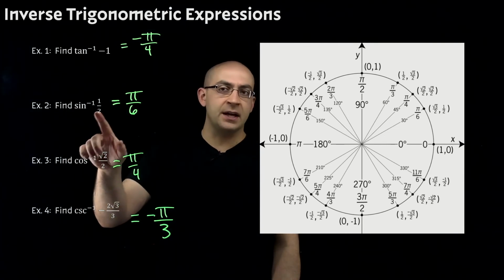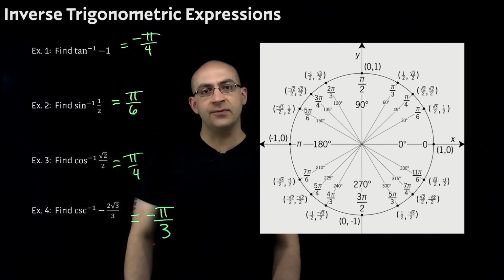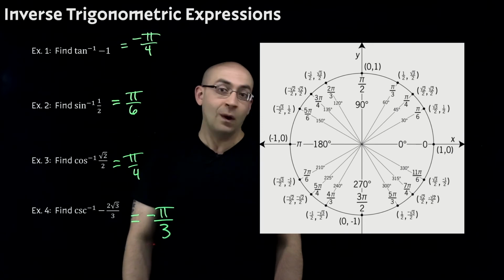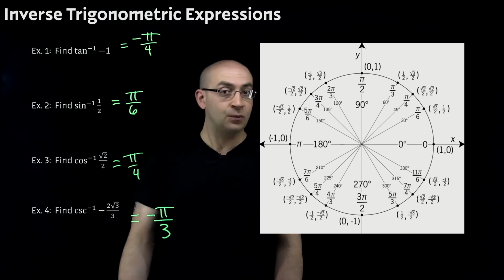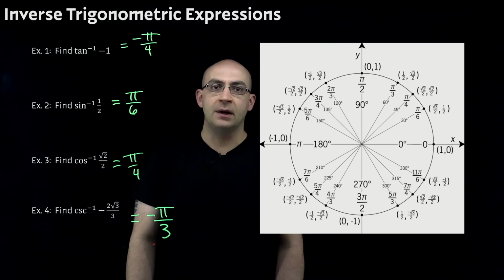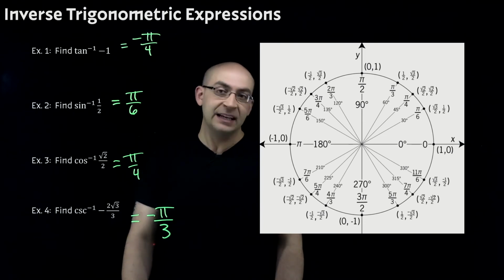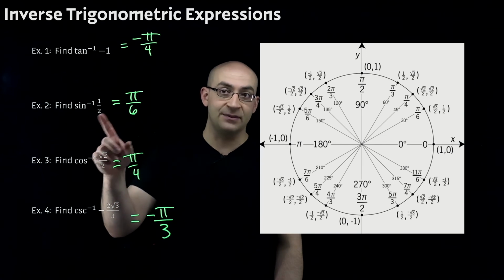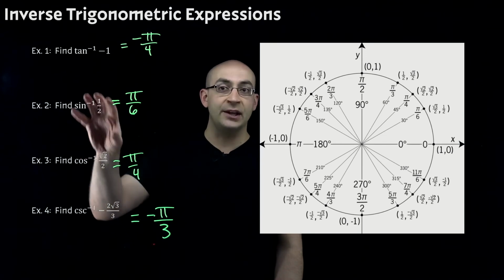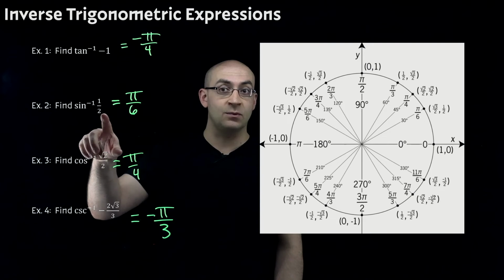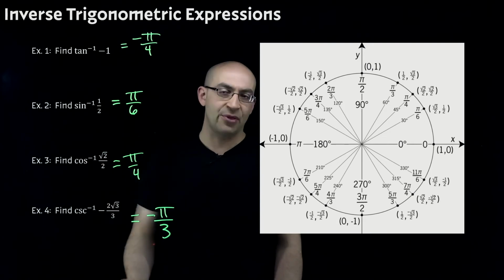Sine or inverse sine of 1/2. So I'm looking for where the sine value, or the y value, is 1/2, meaning what coordinate part of y gives me a 1/2 value. Well, that's going to be at pi over 6. And I know it's pi over 6 and it's not negative pi over 6 because there's no negative in front of this 1/2. So I'm looking for a value in quadrant 1 here because that's a positive 1/2. It's got to be pi over 6 or 30 degrees.